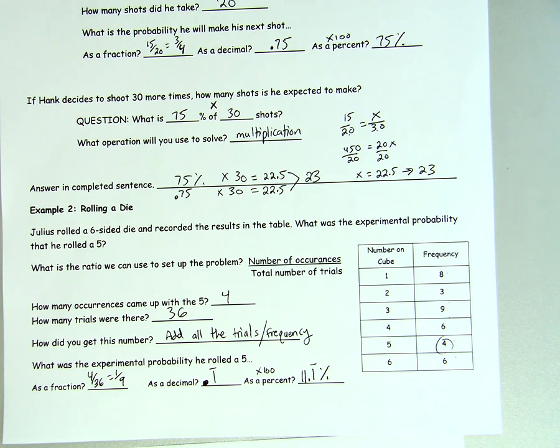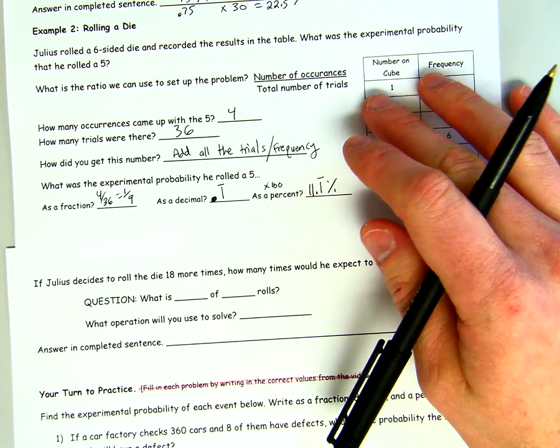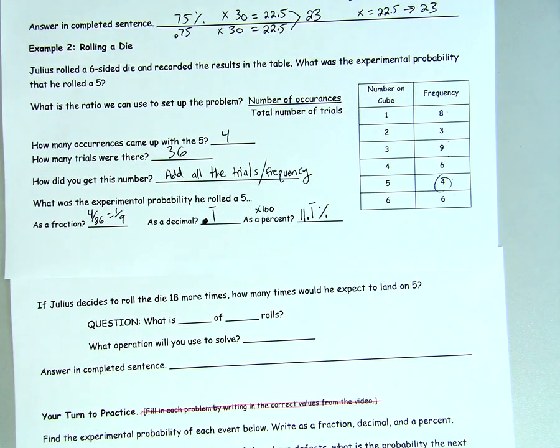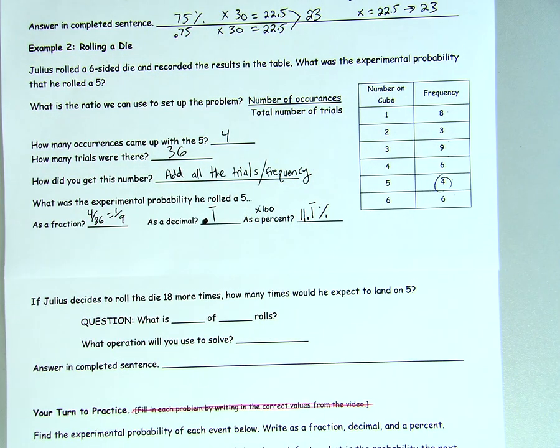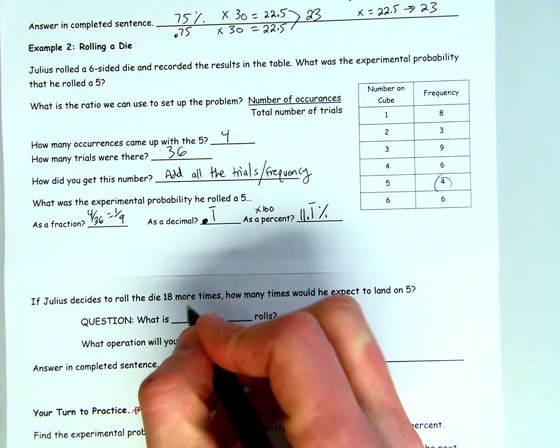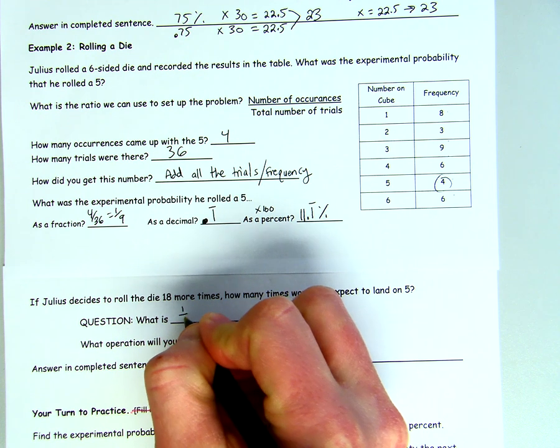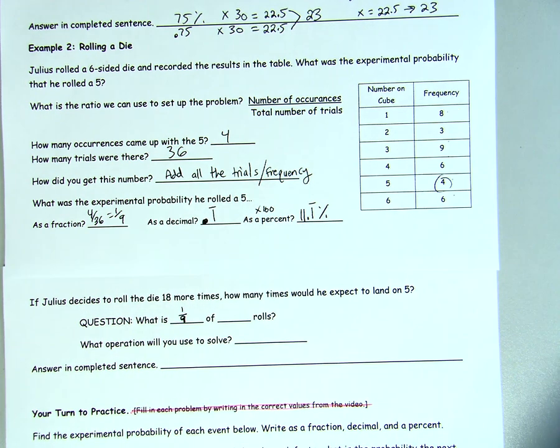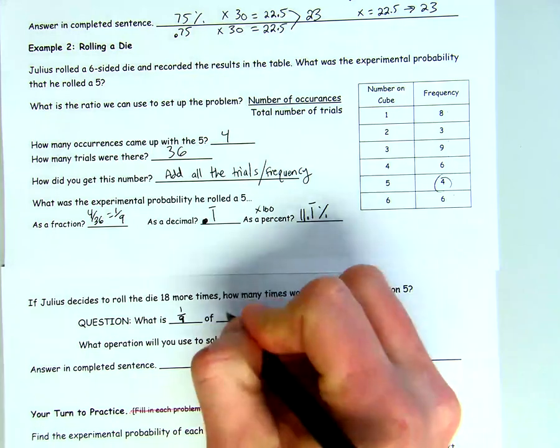We go on to our next question here. It says, if Julius decides to roll the die 18 more times, how many times would he expect to land on a 5? So we have to take our fraction from before. So we would say, what is, and I'm going to use the fraction because it's not the repeating decimal, so it's going to be a little easier. What is 1/9 of 18?